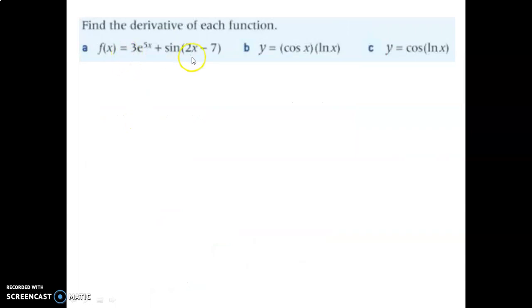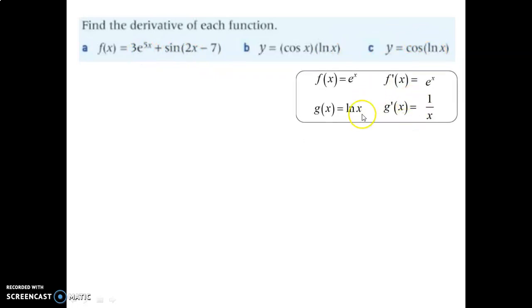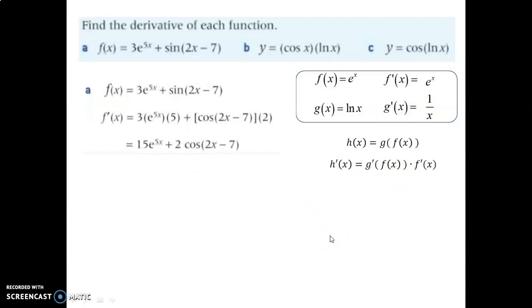Try this one. In this one, notice there's e, and in this one, notice there's ln and ln. I have to remind you about the rules of those. Remember, the derivative of e to the x is e to the x, and the derivative of ln x is 1 over x. So use these rules in here. Okay, in part A, you will also need the chain rule. Let's try. Okay, check your work.